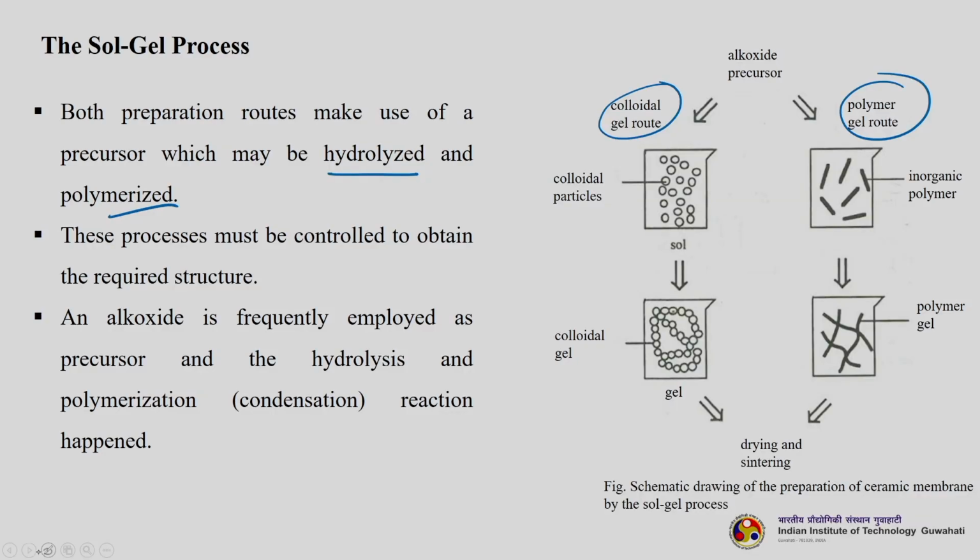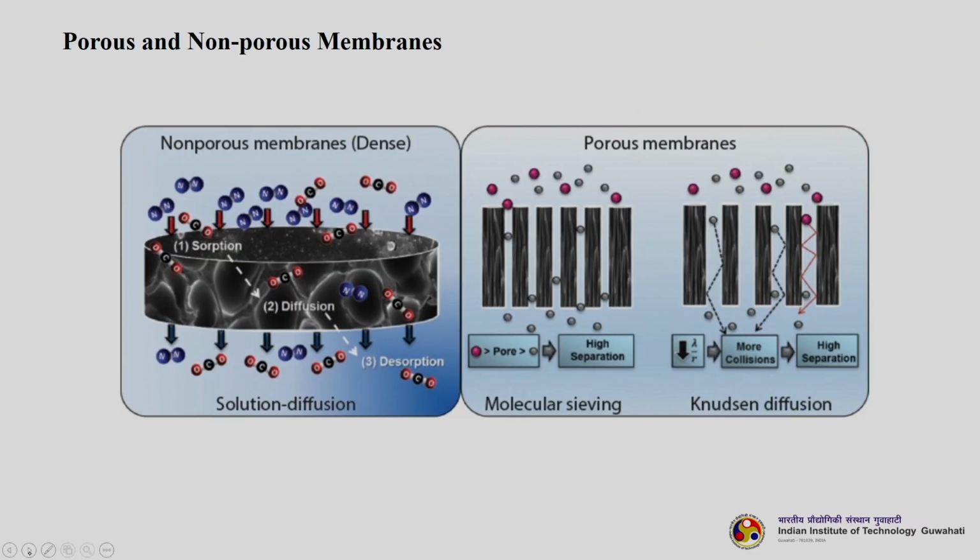Now, these processes must be controlled to obtain the required structure, and alkoxide is frequently employed as a precursor, and the hydrolysis and polymerization condensation reactions happen, right. Let us understand how transport actually happens in porous and non-porous membranes. In a non-porous membrane, which is a dense membrane, the separation happens through solution diffusion.